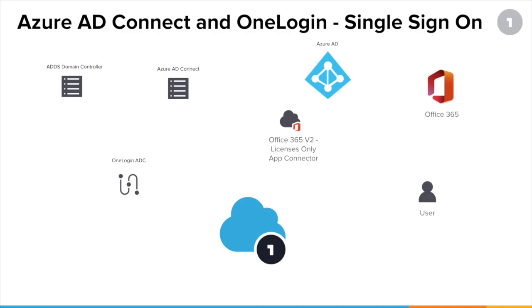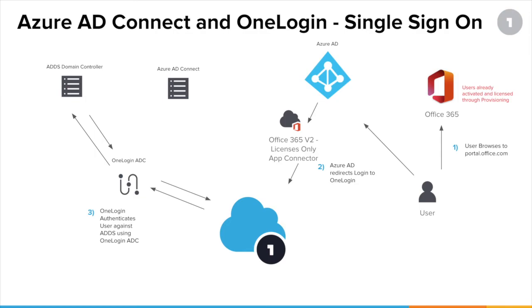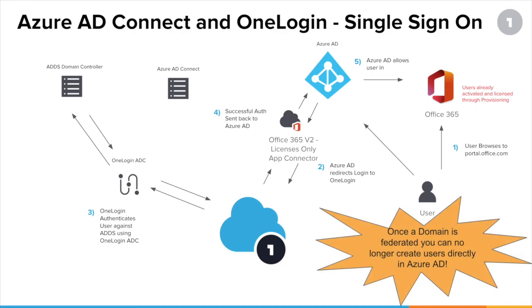The single sign-on authentication flow works exactly as it does in a pure OneLogin setup. User wants to get into Office 365, they'll click on the portal, Azure AD is going to redirect over to OneLogin, and OneLogin will authenticate them against ADDS. When successful, Azure AD is going to let them in. Again, remember, once you have federated a domain like this, you can no longer create users directly in that federated domain within Azure AD. So you will have to rely, in this case, upon Azure AD Connect to create your users for you.